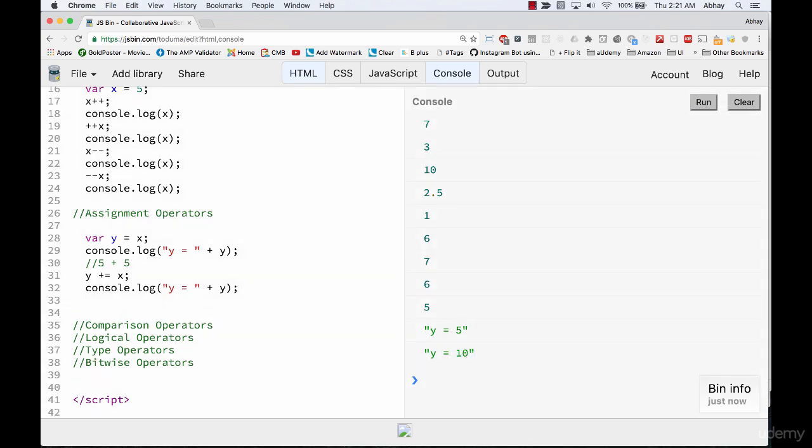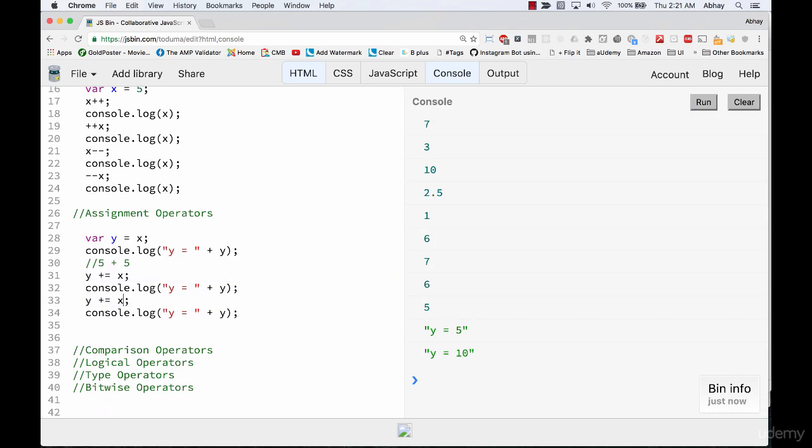Similarly, if I do a y minus equal to x, the answer should be, now that the value of y is 10, 10 minus x, which is 5. So the answer should be 5. Let's try and see what happens. And the answer is 5.